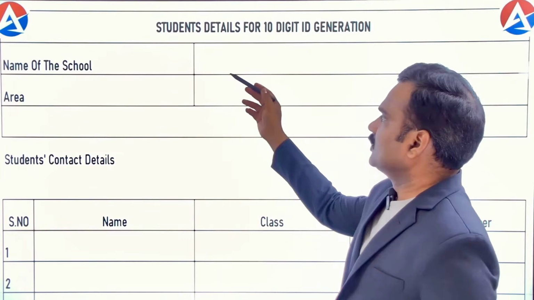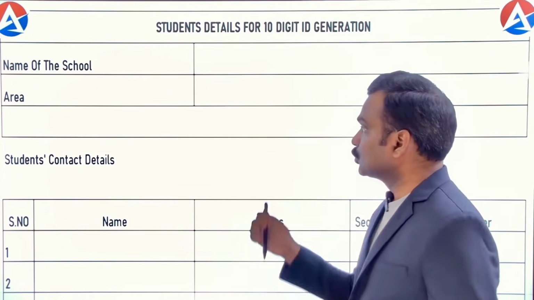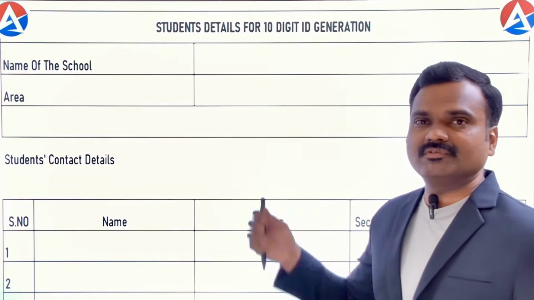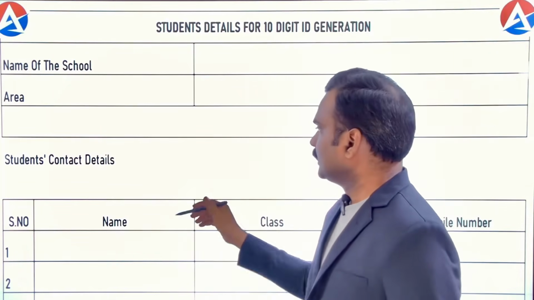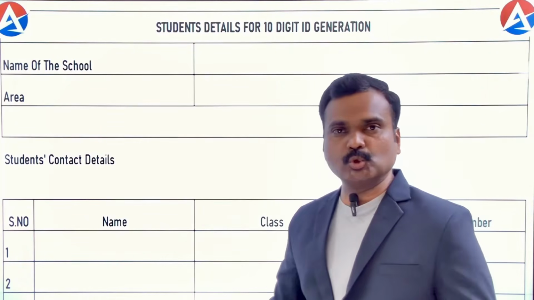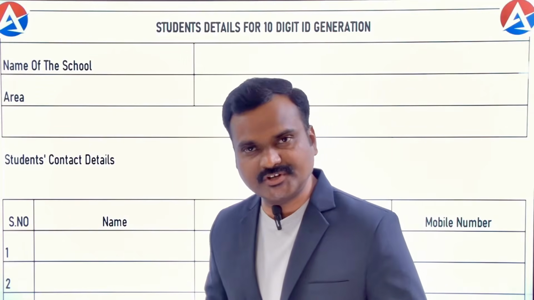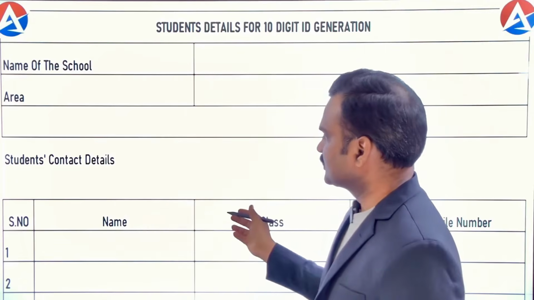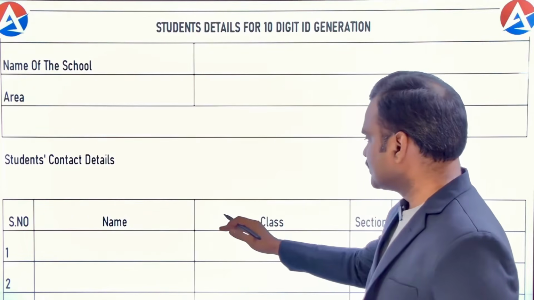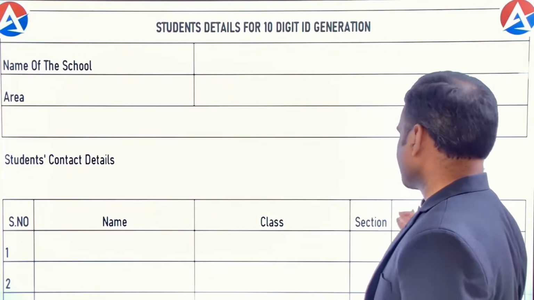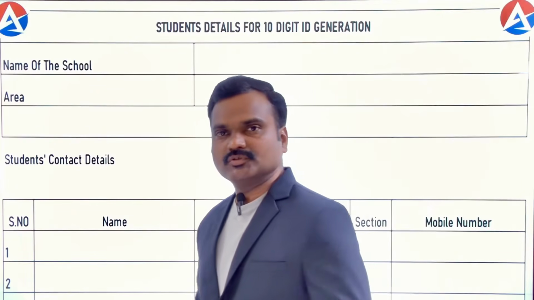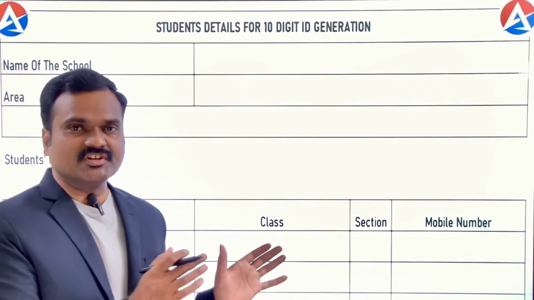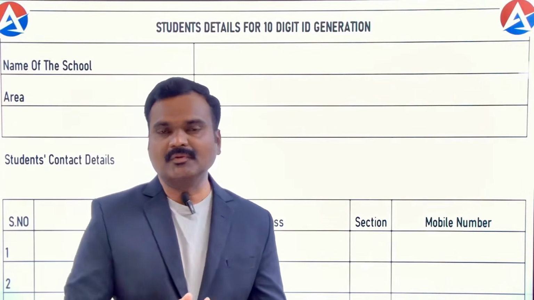First of all, we have to fill in the school name and the details of that school's area. Next, the contact details, whom we have to contact regarding the students' data if there are any doubts. Their details. And next, the students' name, class, section, and their mobile number. So there are predefined headings in this Excel sheet with an empty format.